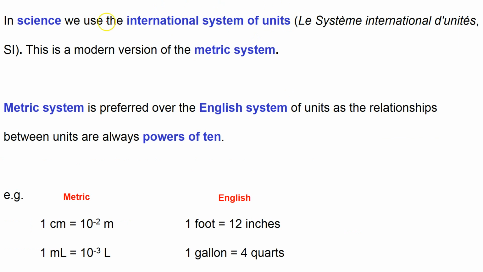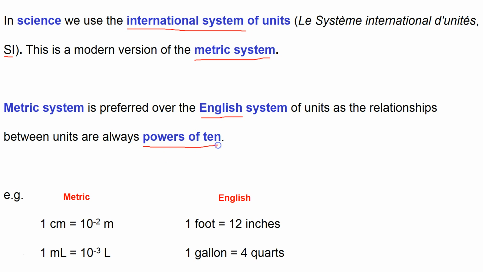So in science and engineering, we use the International System of Units, which is the modern version, the most up-to-date version of the metric system. We call this the SI system of units because it was developed in France, and in French it's Le Système International.